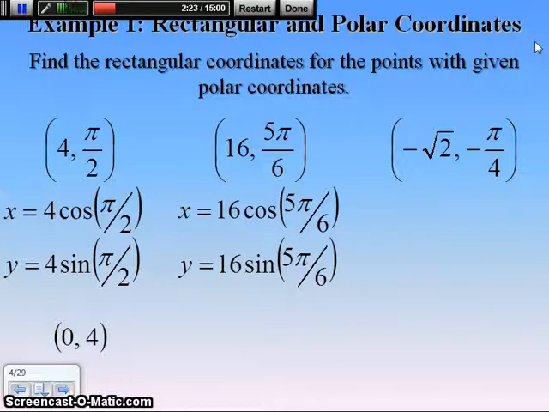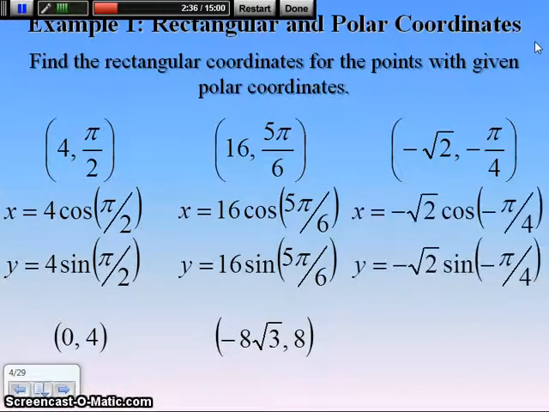All right, 16, 5 pi over 6. 16 cosine, 16 sine, each of 5 pi over 6. What is cosine of 5 pi over 6? Well, that's negative radical 3 over 2. Sine of 5 pi over 6 is just 1/2, so we multiply those out and simplify. And then last, we have negative radical 2, negative pi over 4, cosine and sine. What is cosine of negative pi over 4? Well, negative pi over 4 is in the fourth quadrant, and so that's going to give cosine a positive radical 2 over 2. And sine of negative pi over 4 would be negative radical 2 over 2. So when we combine those together and multiply by the radical 2's out front, you end up with the point negative 1, 1.